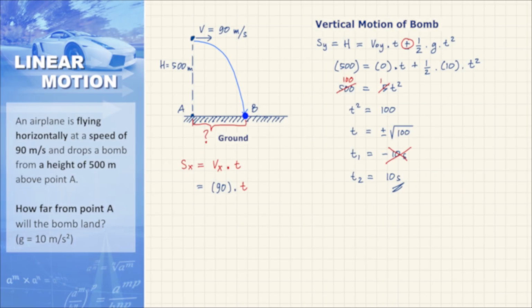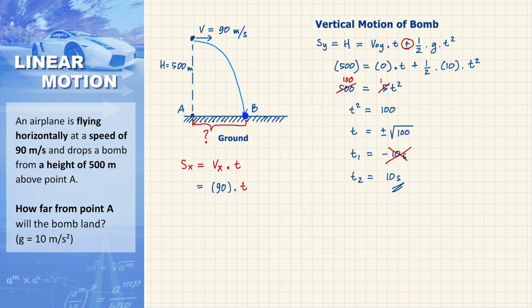Now, let's continue with this problem discussion. We will substitute this 10 seconds into the equation for Sx, which gives us Sx equals 900 meters. This means the bomb will land 900 meters from the point where it was released. It shows that the bomb's accuracy is not very good, as it misses the target by 900 meters.